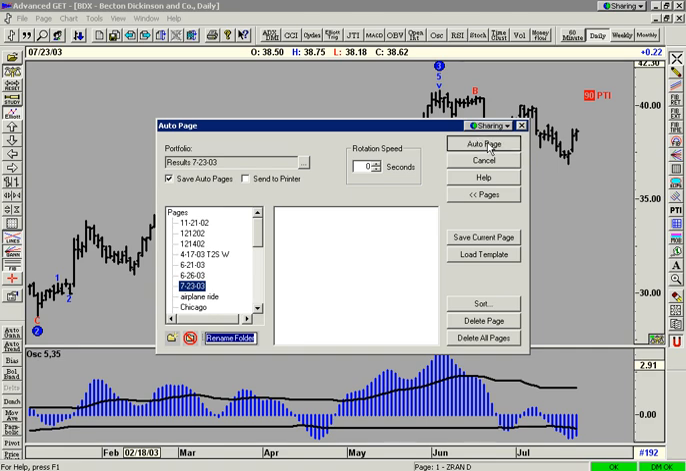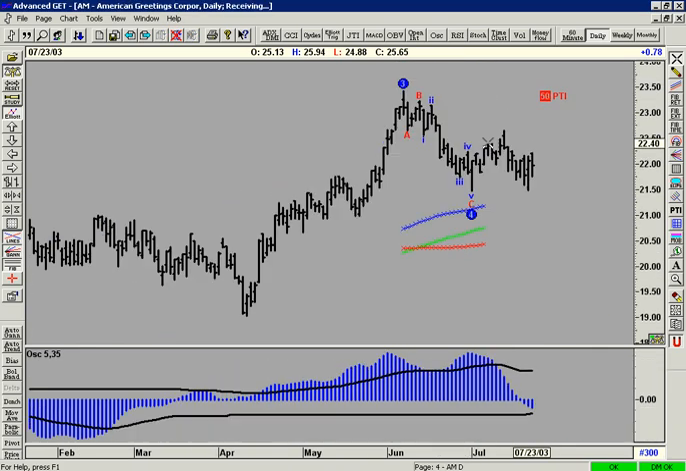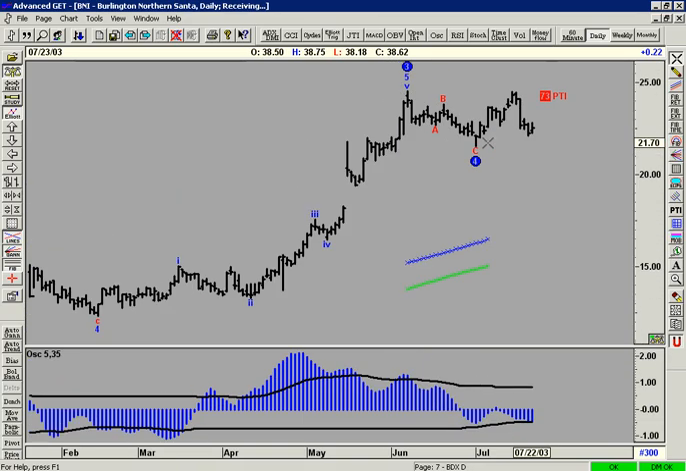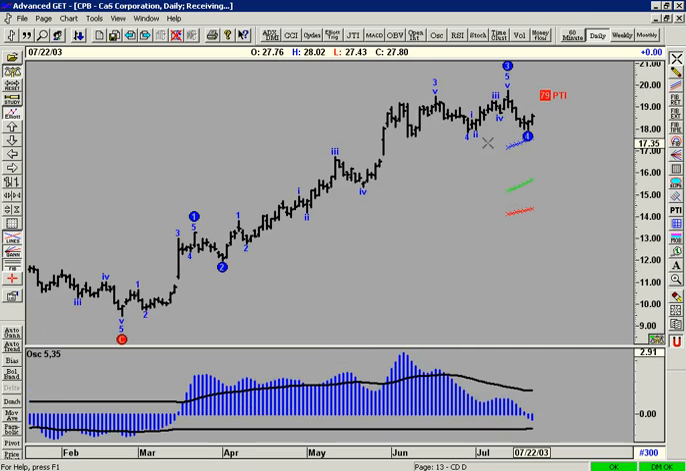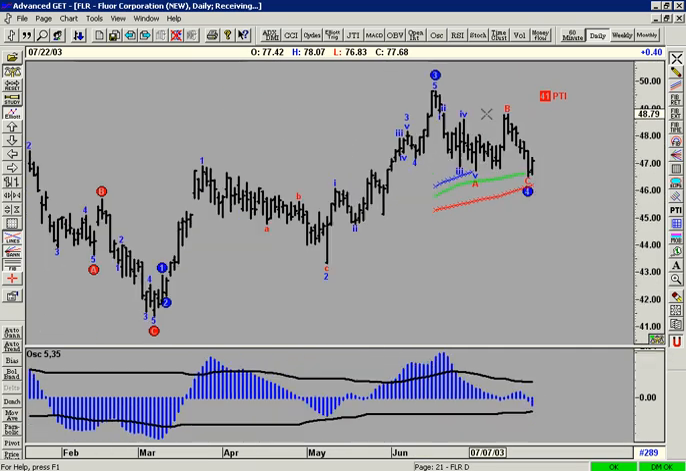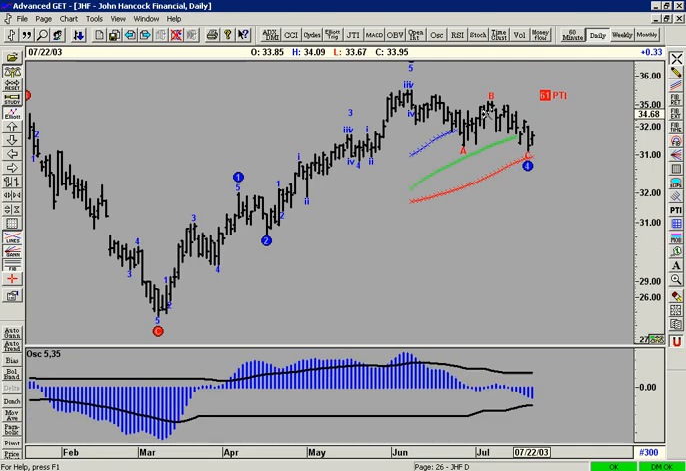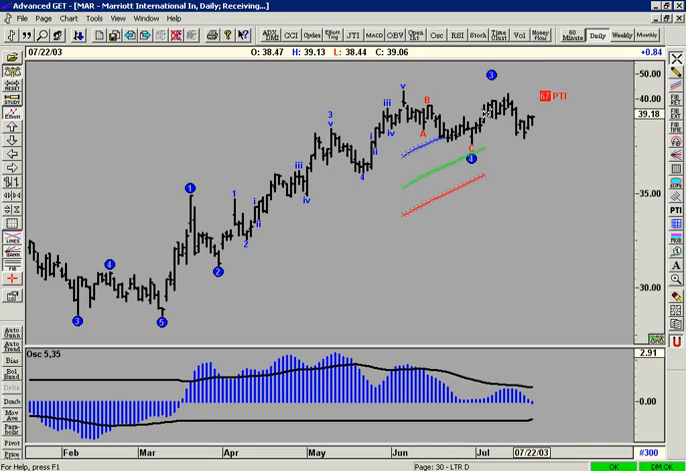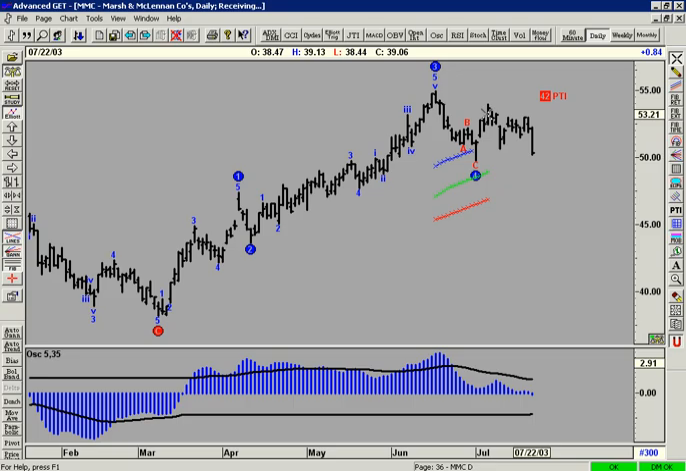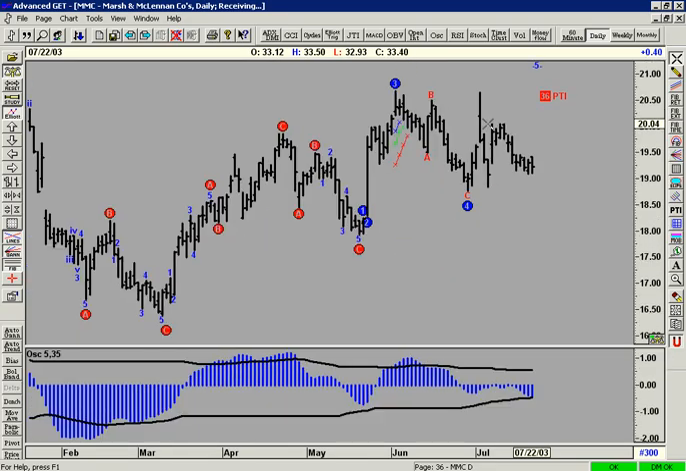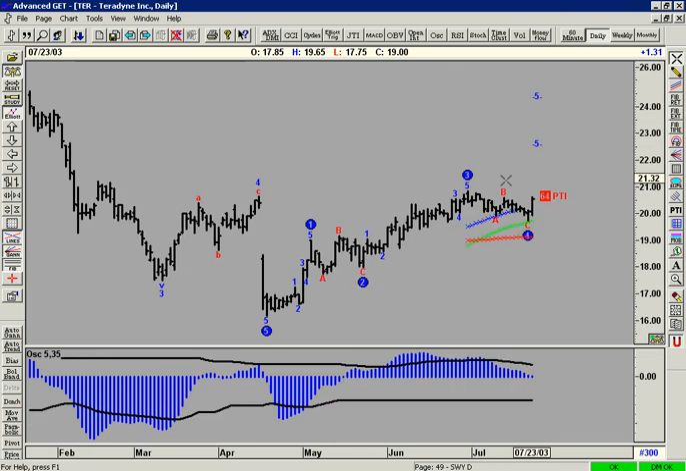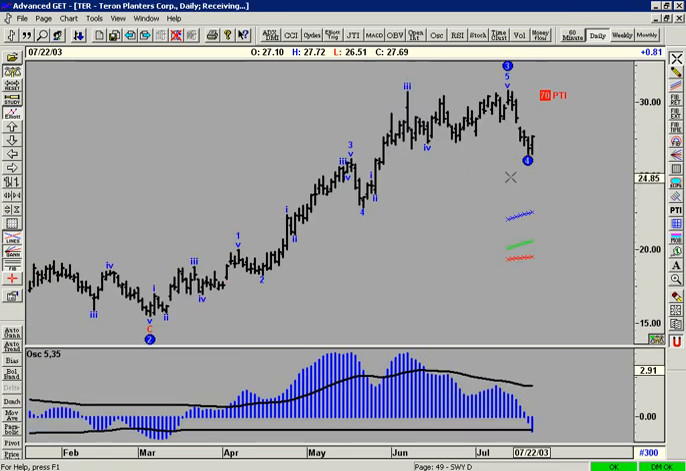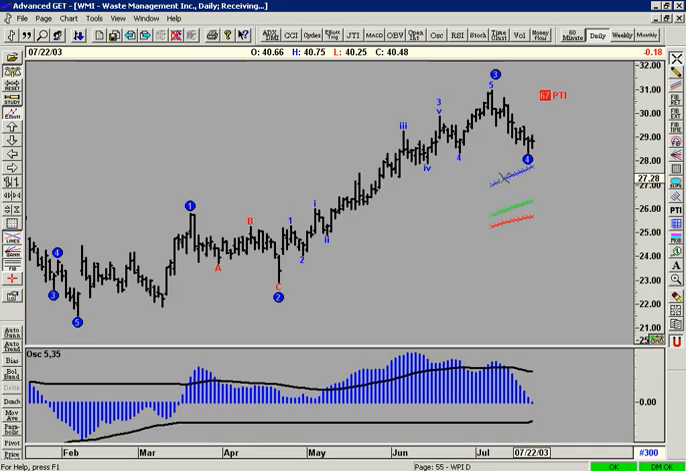When I select the Auto Page button, you'll see it quickly flip through all of the results from the search that I have. And what it's doing is saving a page of each one of these results, which I can go back and look through at my own leisure. I can delete pages that are not meeting all the criteria. For instance, if we find one that has broken the Wave 4 channels, I can delete that page, and then I'll have an entire folder full of possible Type 1 buying situations.